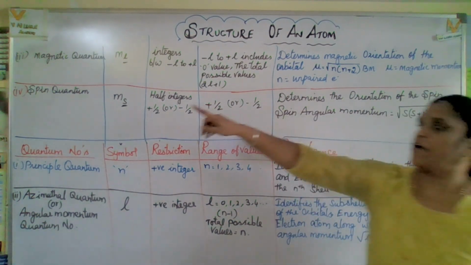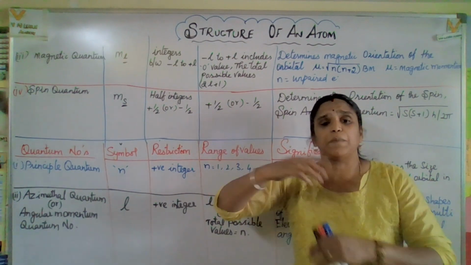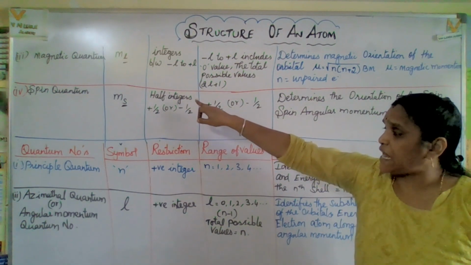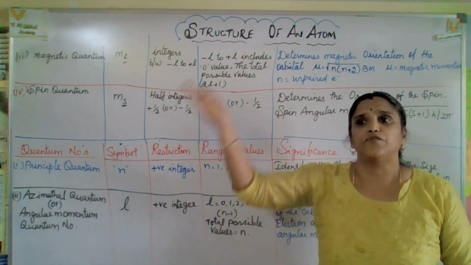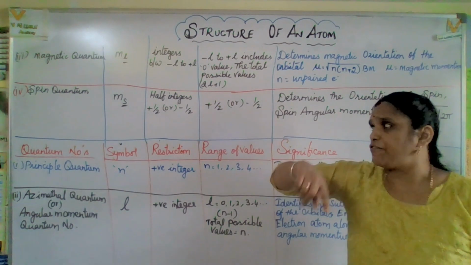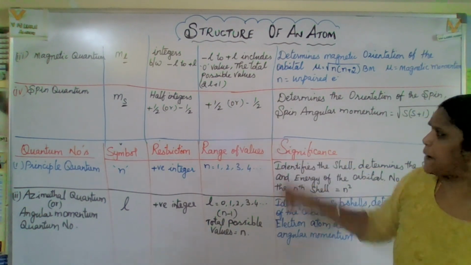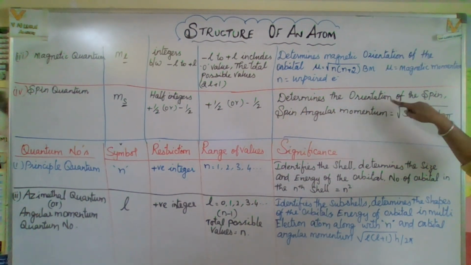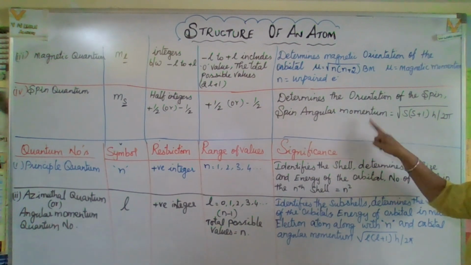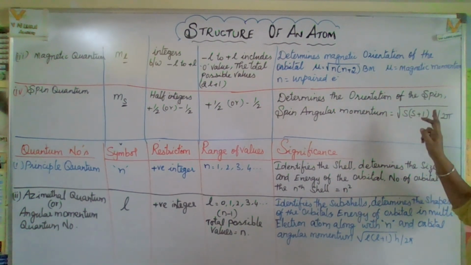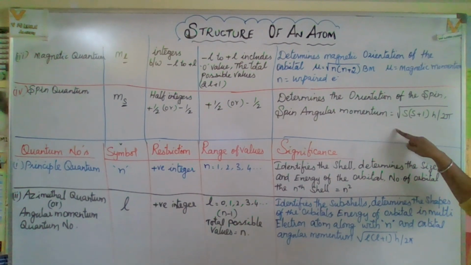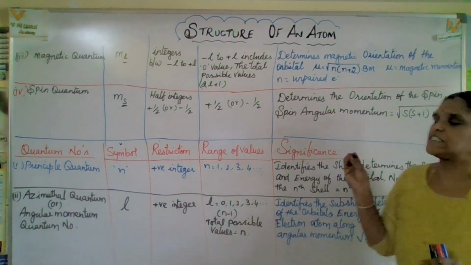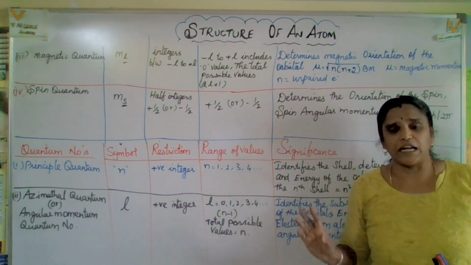And finally we are going to see the spin quantum number. The electron is spinning, moving around, so the symbol is m_s, and it is a half integer, whether it goes forward or backward, so plus half or minus half. The spin quantum number determines the orientation of spin angular momentum, and the value is root of s into s plus 1, h by 2 pi. I hope you got special ideas about the quantum numbers.